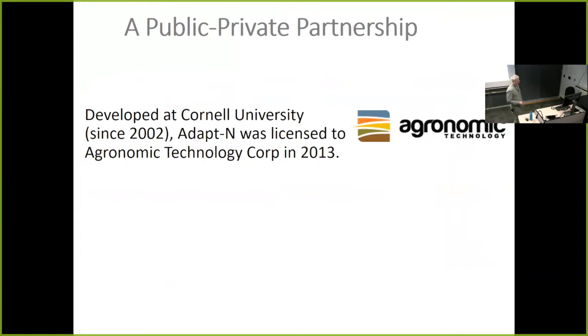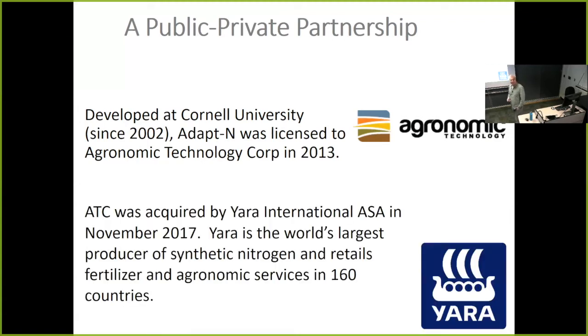And AdaptN was developed as a public-private partnership with a company called ATC, Agronomic Technology Corporation, a startup company which had the license to the model. And it was commercialized in 2013. And a few months ago, ATC was acquired by Yara. For those who don't know, Yara International is the world's largest fertilizer production company. It works in 160 countries. And they saw the potential in the tool, and they will invest further and keep on developing the tool through other crops and other locations.